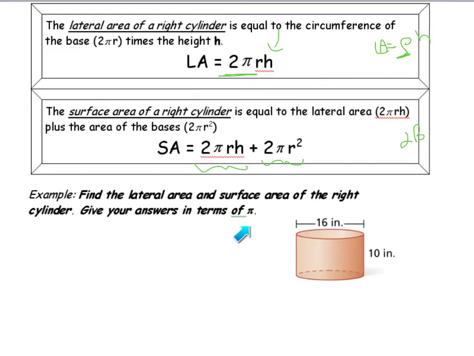All right, so first things first, I want to find the lateral area and the surface area. So the formula, lateral area is 2 pi r times the height. If the diameter is 16, that makes our radius 8. So it's going to be 2 pi times 8, and then the height of the solid is 10. So now 2 times 8 is 16, times 10 gives me 160 pi, and now it's inches squared.